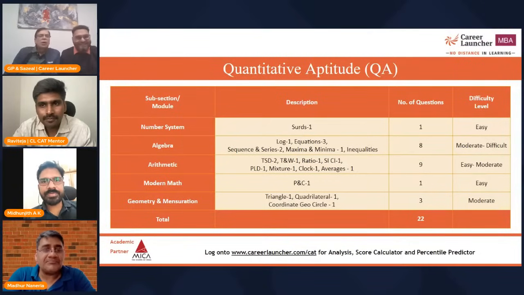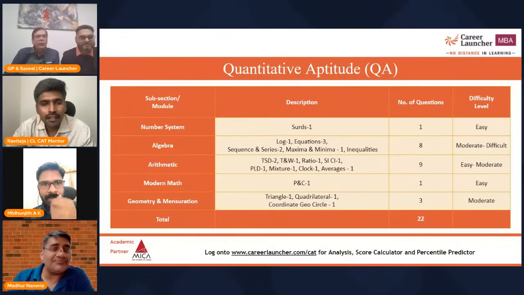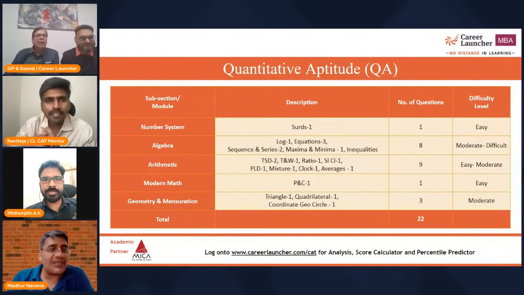Right. So let's come to Quant now. Ravi, Midhun and Madhu, over to you for quant. I think some numbers have to be changed on this slide.